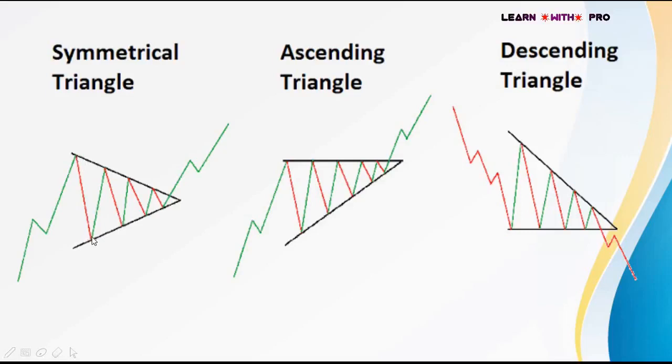This is a higher high. This is a high. This is a lower high. This is a low, sorry. This is a lower high, again a lower high. Then this is a high. This is a higher low, and this is a new higher low. You can see a new higher low.